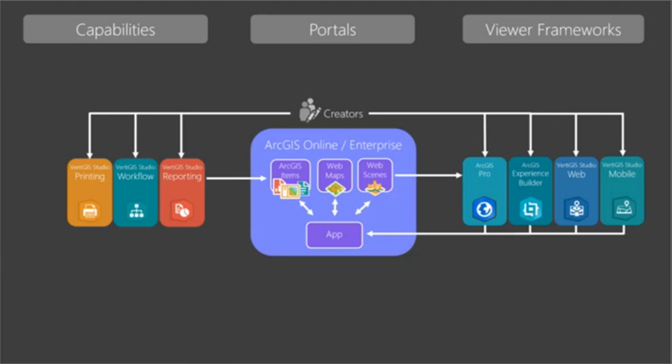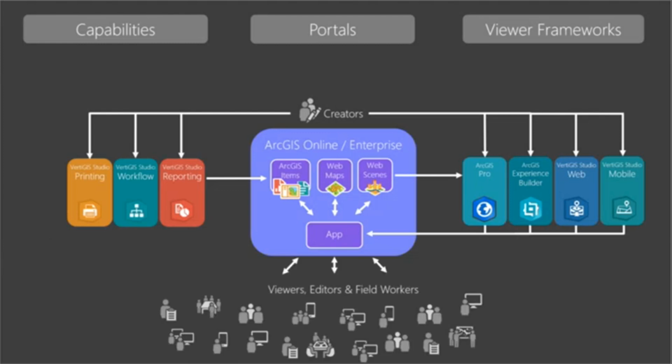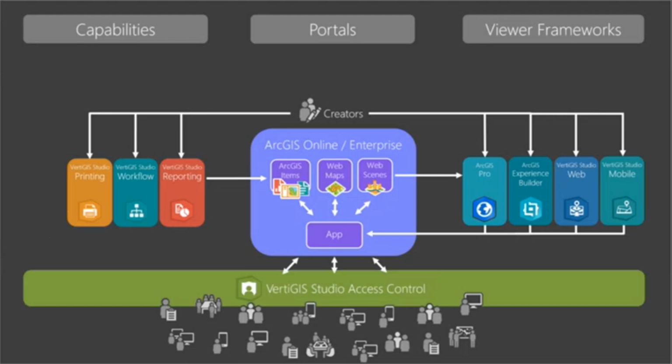Of course, this app will communicate with these ArcGIS items, as I explained, the portal, and then you can deploy them to your viewers and field workers out there in the field. And again, VertiGIS Studio Access Control will help you to define what the end users will see, what kind of data, in terms of attribute data, layers, or geographic areas. So this is a basic setup of VertiGIS Studio.